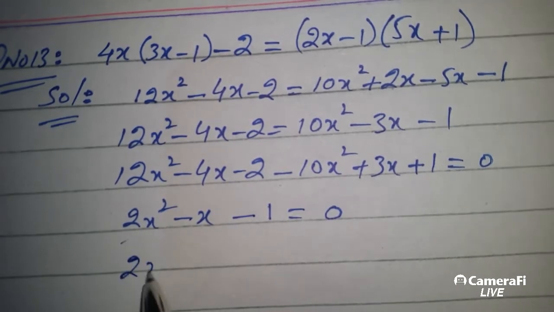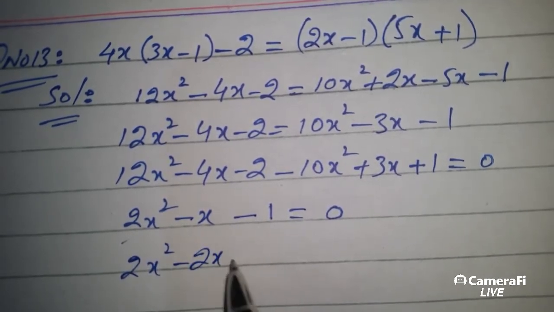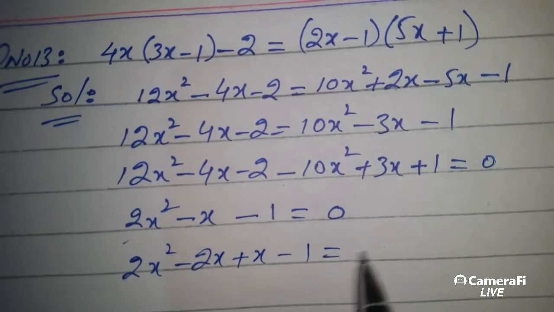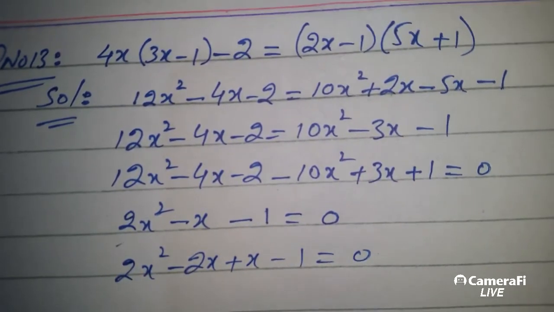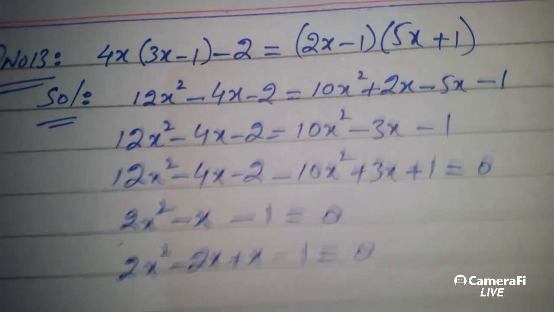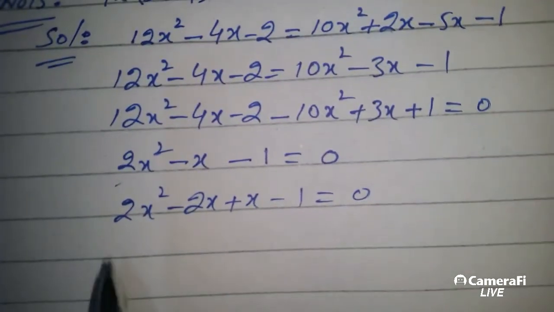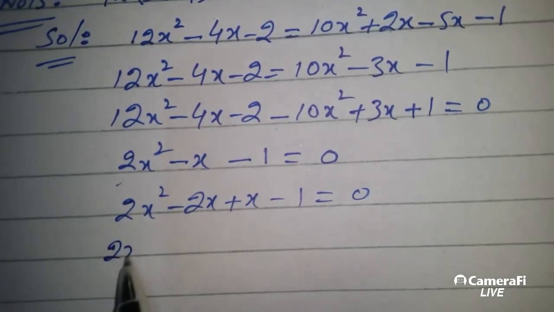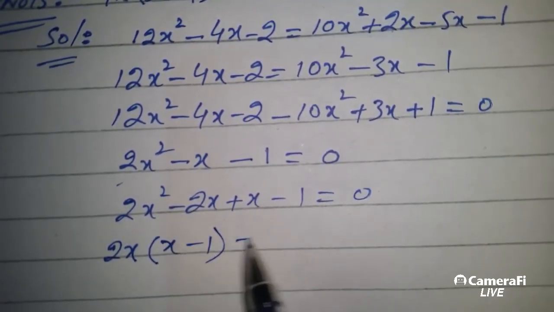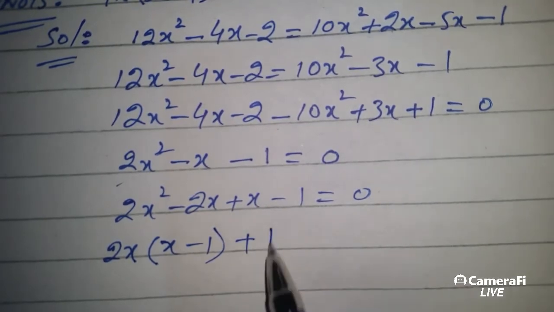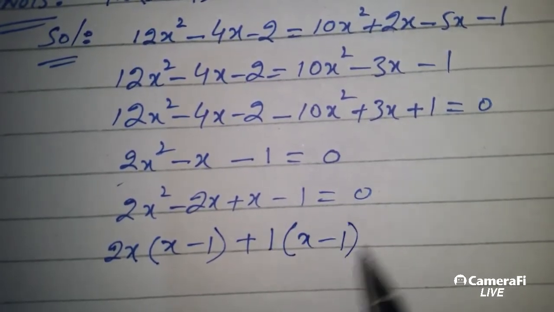So the factors of minus 2 are 2x and 1x. 2 ones are 2. These are the factors, already naturally created factors. So 2x can be taken as a common factor from these two terms, and nothing is common from here, so 1 can be taken as a common factor.